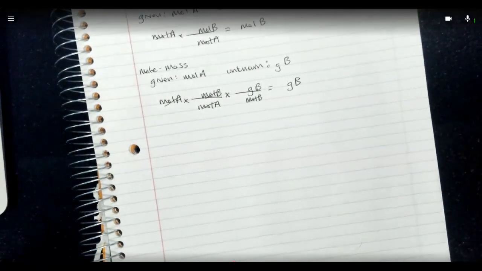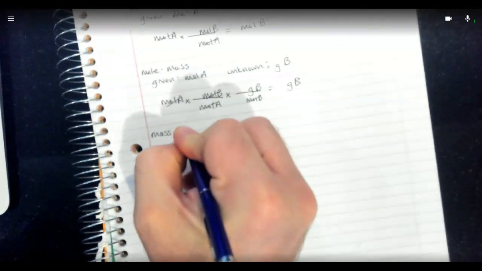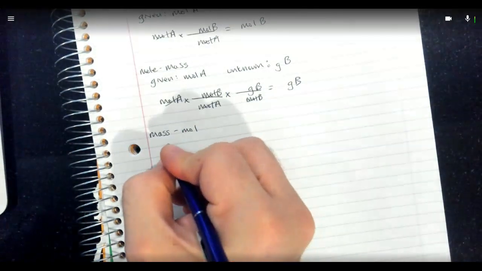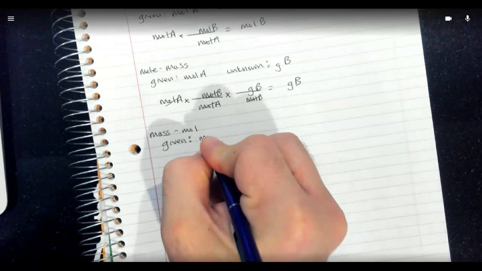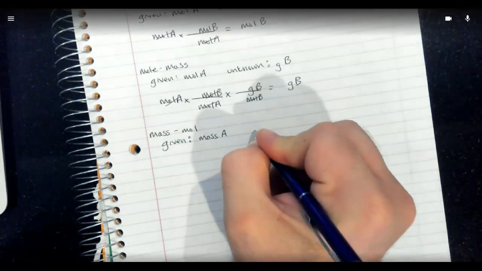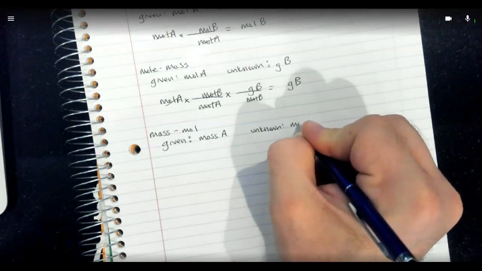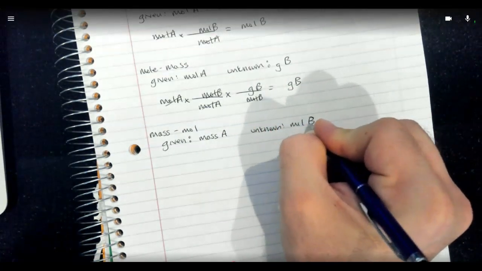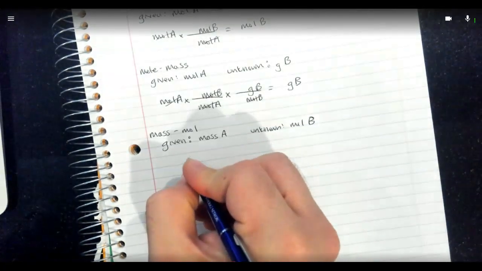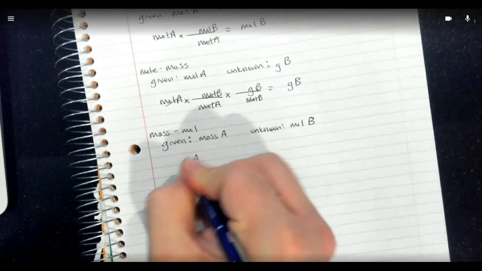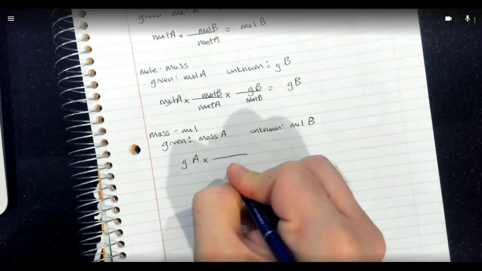Next type of stoich problem is mass-mole. So we start with mass. We're going to moles of another substance. So given is going to be in mass of A, and our unknown that we're looking for is going to be in moles of B. So we start with our given, which will be grams of A. Grams is a mass measurement. So this first unit drops down.